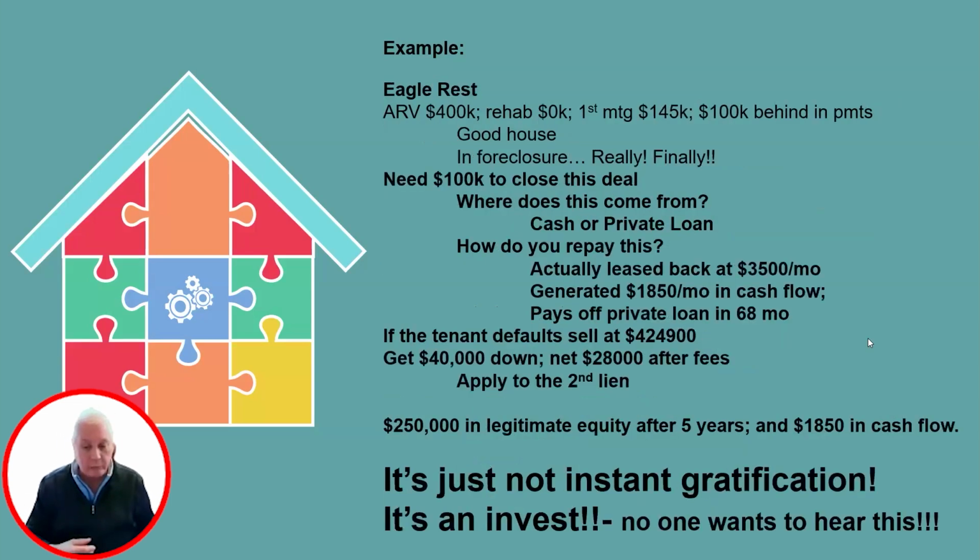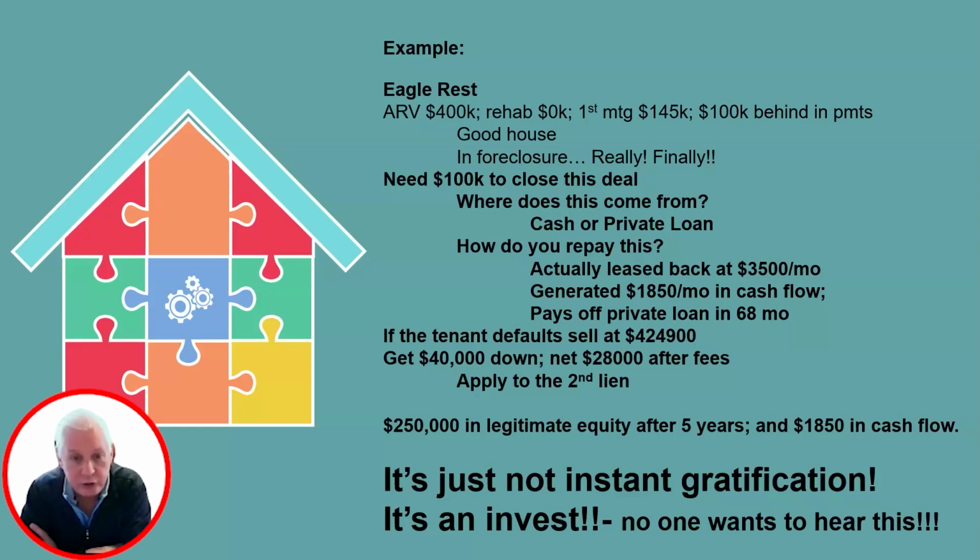Another deal just to talk about, just to give you guys a good example of how these deals look, is a deal here on Eagle Rest, which is up in the Fort Worth area. And this is a home that when we bought it several years ago, had a $400,000 value. It had a very low first lien mortgage, though, of $145,000. And believe it or not, the borrower was $100,000 behind in payments. Now, the good part is this house was in excellent condition, needed zero work done to it.